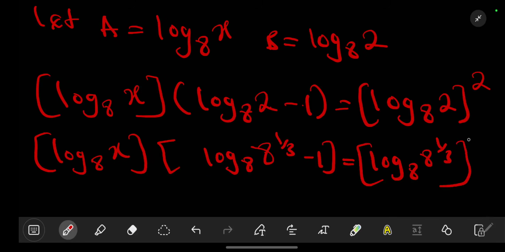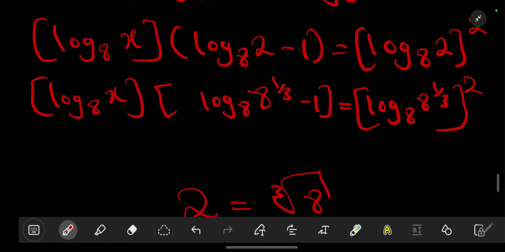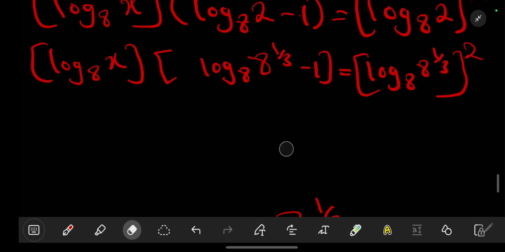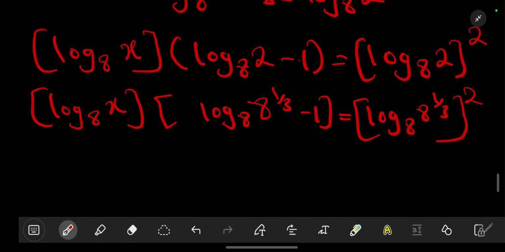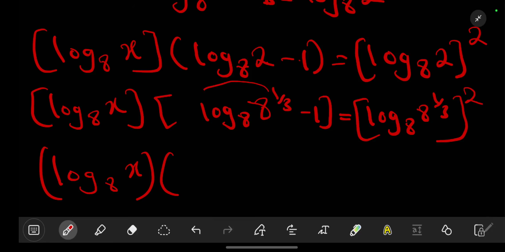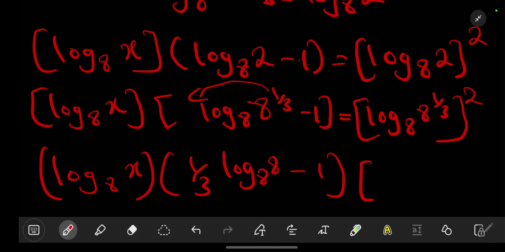Then we are going to put our square there. So what we are going to have is log of 8 like that. Then this 1/3 comes here, so we are going to have 1/3 times the log of 8 base 8 minus 1 like that, which should be equal to the same thing here.